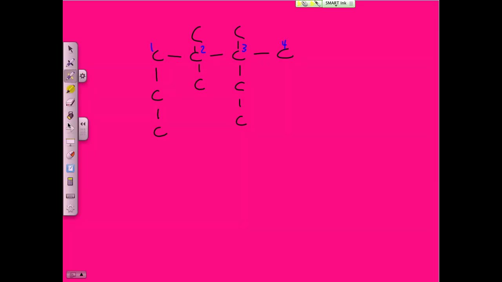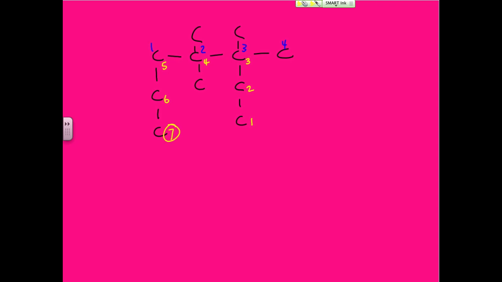numbered, and let me grab a different color. 1, 2, 3, 4, 5, 6, 7. Notice we have 7 as the longest chain. And I went backwards because if I go this way, I have a branch off of the 3, and another branch off of the 3, and then a branch off of the 4, and another branch off of the 4.